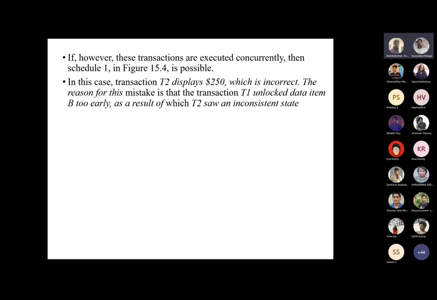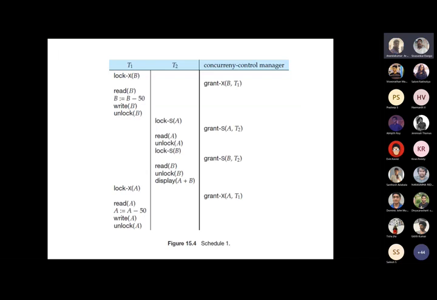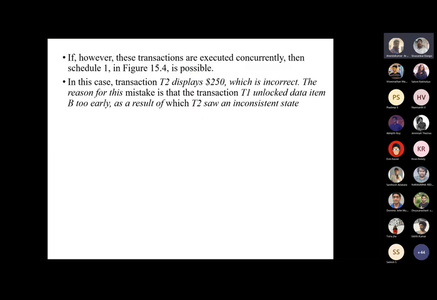The reason for this mistake is that transaction T1 unlocked a data item too early, as a result of which T2 saw an inconsistent state. So what they say is that this unlock should happen at the end of the transaction. We would have got the value of A and B as 300, right? So the transaction T1 has unlocked the data item too early, which results in an inconsistent state of the database, right?